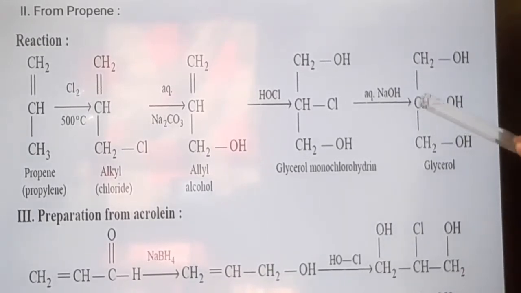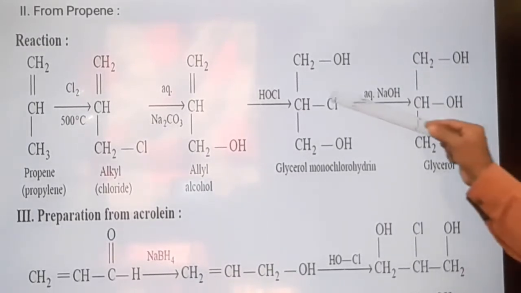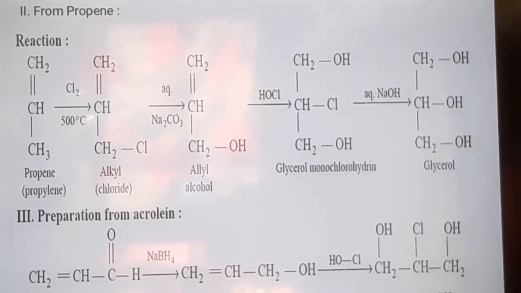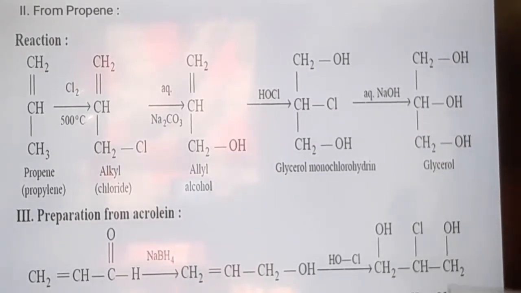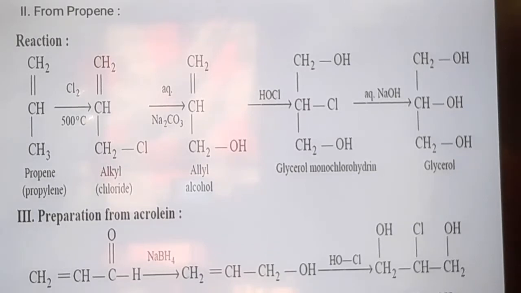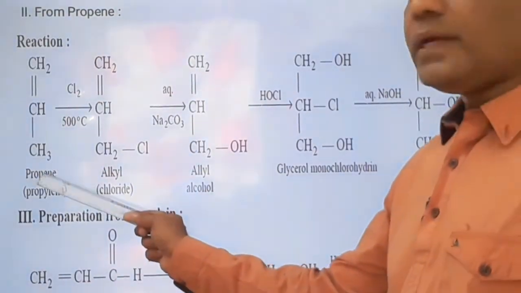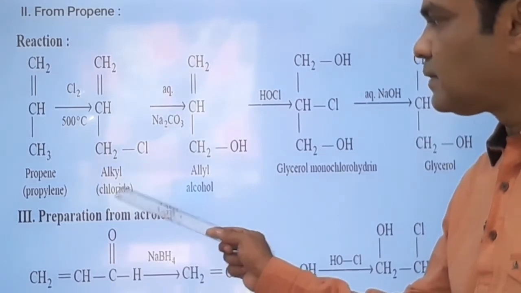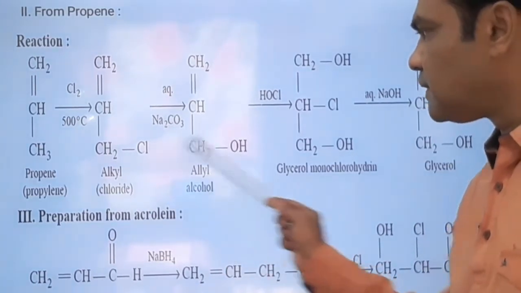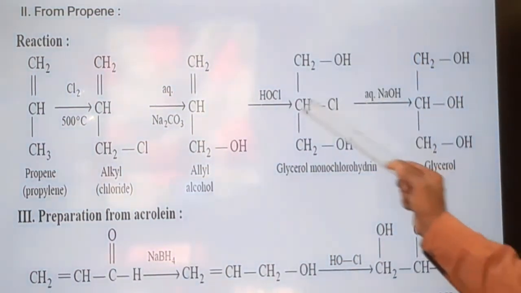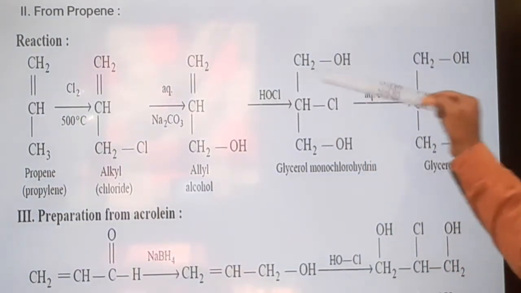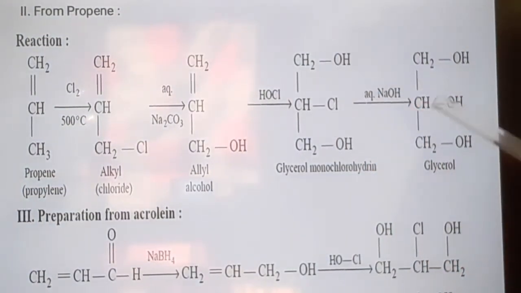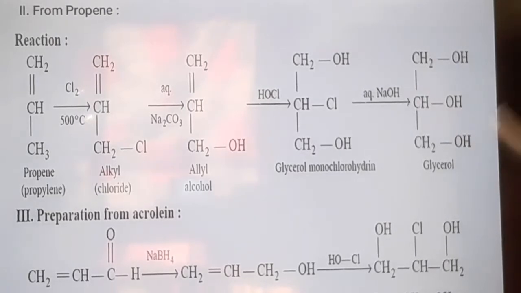Then on further reaction with NaOH, that Cl is also replaced by OH. Now it is glycerol. In this way, from propylene or propene, first allylic substitution, then replacement of Cl by OH, then addition of OH and Cl across the carbon-carbon double bond, and then substitution of Cl with OH. We get glycerol.